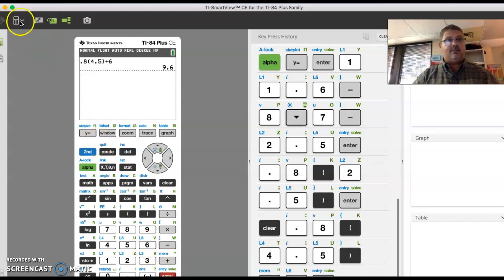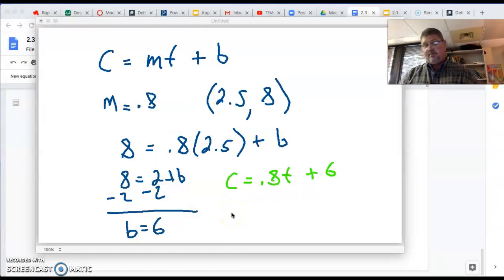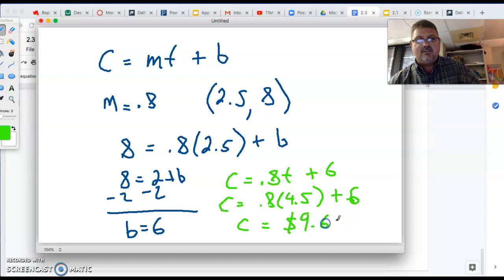So it costs $9.60. That sounds pretty expensive to me, but you know, I'm an old guy. So when we plug this stuff in, like we just did, c equals 0.8 times 4.5 plus 6. That's an ugly 6. So your cost is $9.60.